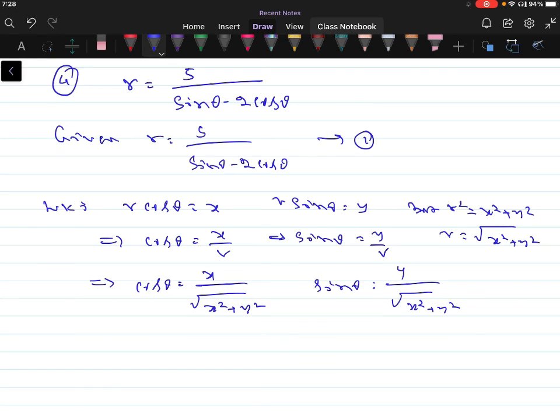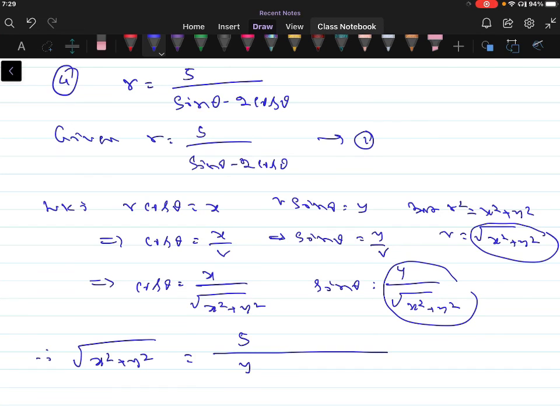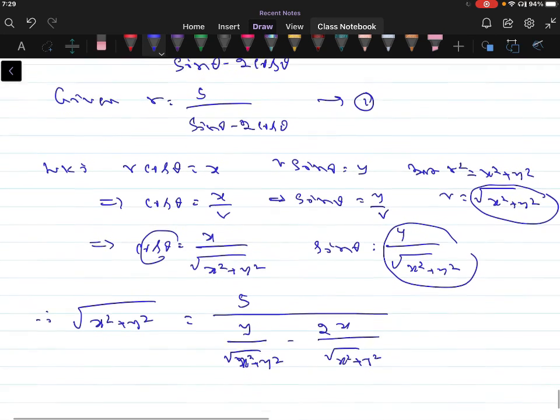Then substitute in equation 1. Therefore, where r is the square root of x square plus y square, that is, square root of x square plus y square is equal to 5 by, where sin theta is equal to y by square root of x square plus y square, minus 2 times x by square root of x square plus y square, where cos theta is equal to x by square root of x square plus y square.